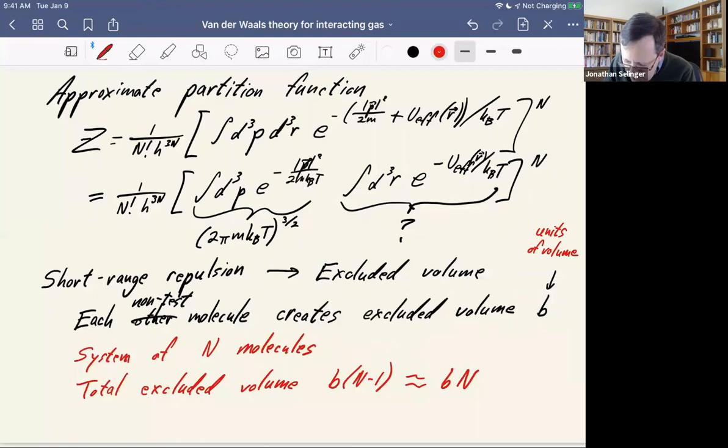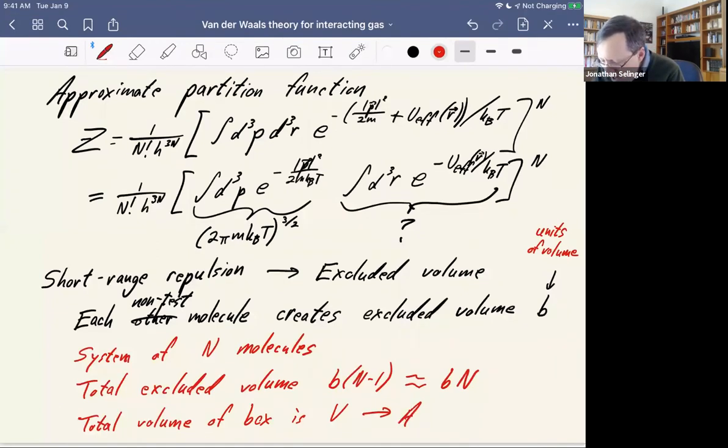Now, the total volume of the box is V. Okay? So that means we could say, well, where can the test molecule go? Okay, so that's the allowed volume. That is V minus Bn. Okay, it's all the places where we can put the test molecule: the volume V minus Bn.